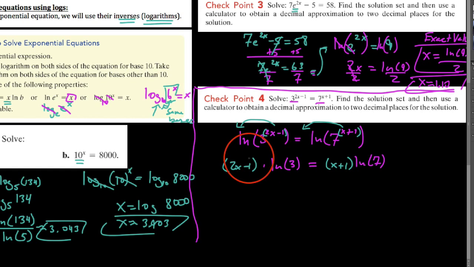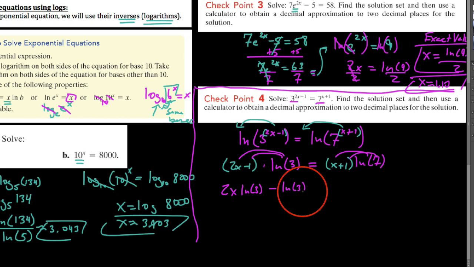So here's where the algebra comes in. We're going to distribute our natural logs through each of these quantities. So we get this 2x natural log of 3 minus the natural log of 3. On the right side, we get x times the natural log of 7 plus the natural log of 7. And now our job is to isolate the x.